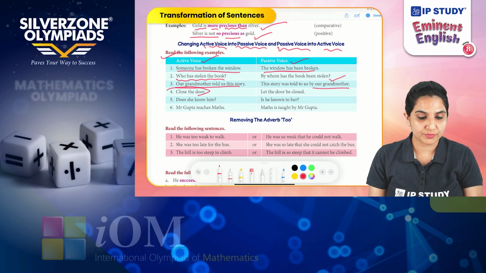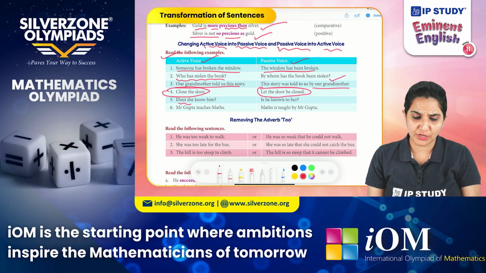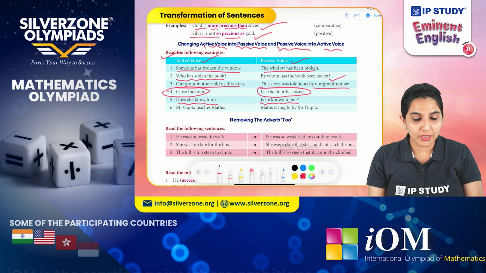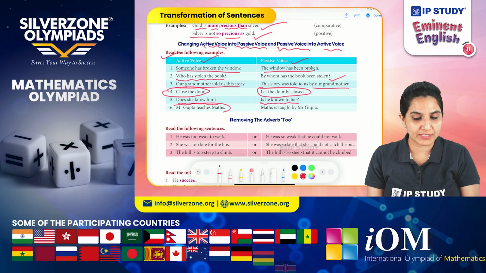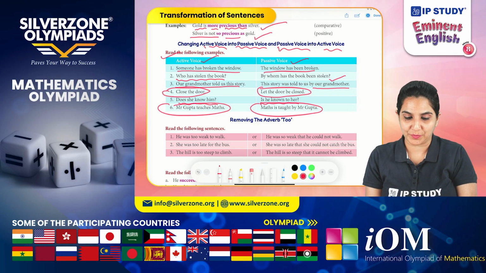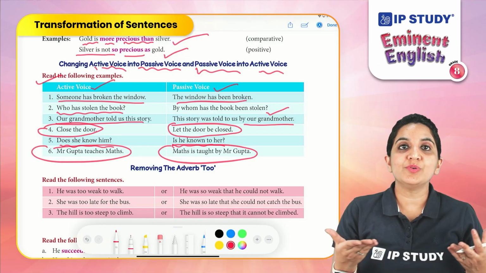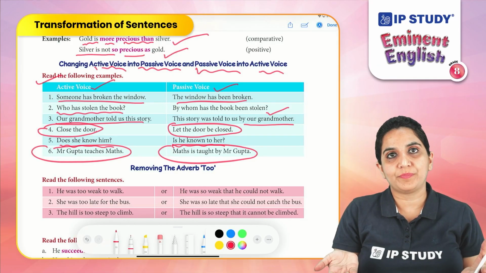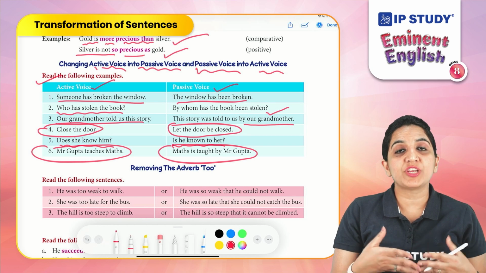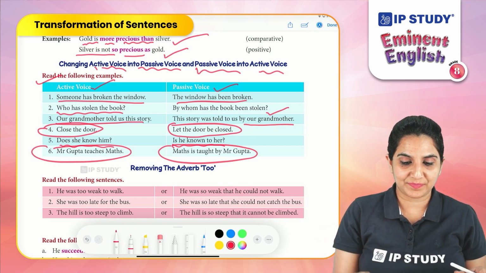Close the door. Let the door be closed. Does she know him? Is he known to her? Mr. Gupta teaches maths. Maths is taught by Mr. Gupta. So this is how we can convert the sentences. We can transform them. Transformation itself means changing without changing the actual meaning of the sentence.